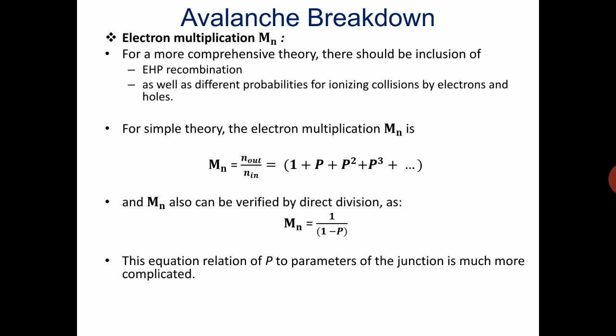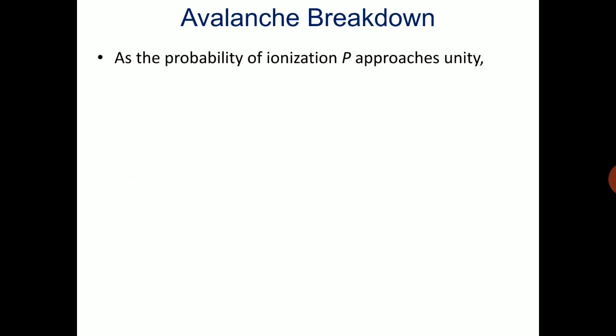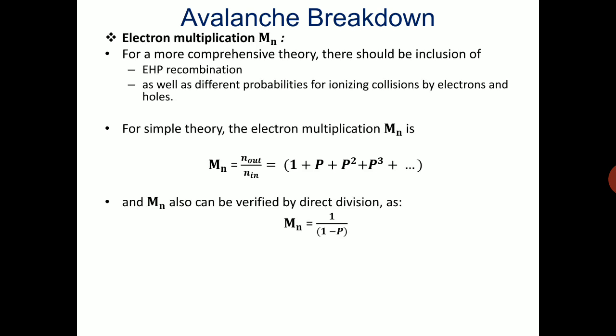This relation of the probability p to the parameters of the junction is more complicated when we implement it, that is why we did not go into the derivation of this. We're just getting awareness of what the factor and the equation are. When the probability p approaches unity, you can see in the denominator there is 1 by 1 minus p. When this p is 1, what happens? 1 minus 1 becomes 0. What is 1 by 0? It means infinity. Multiplication will be infinity. It goes on multiplying.